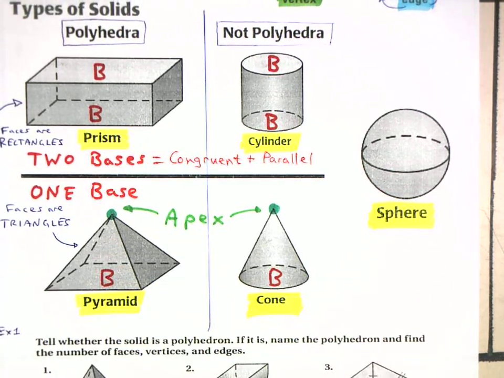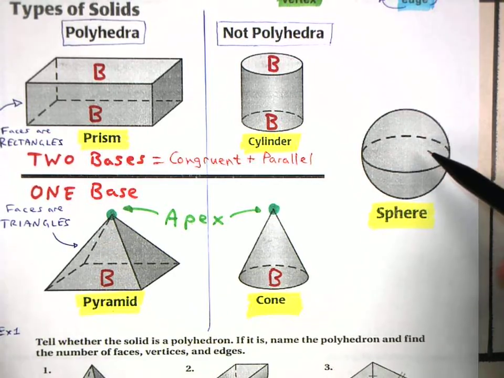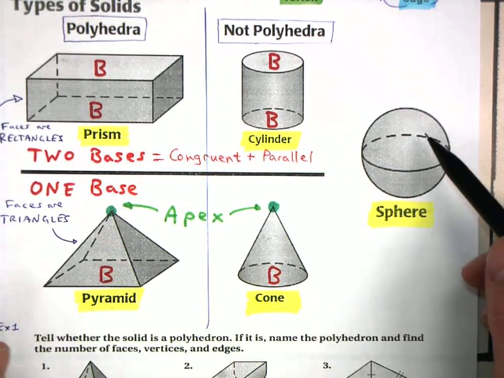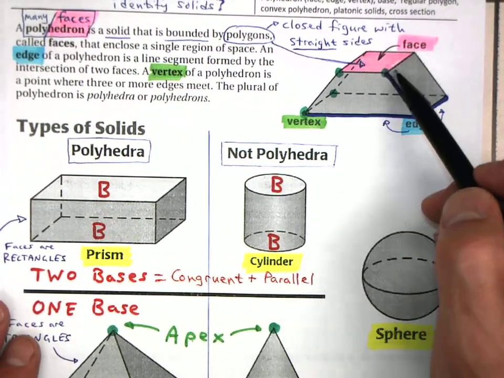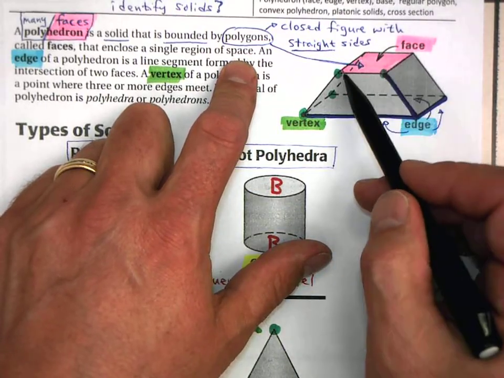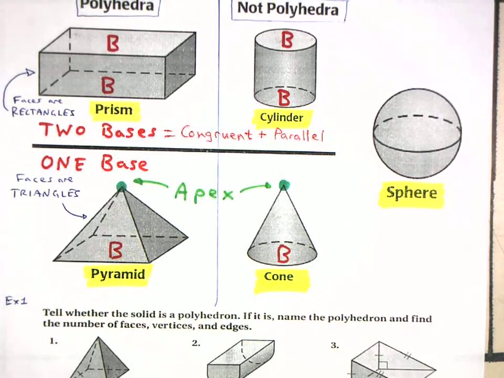And then a sphere has no sides to it. I guess you could call it one side, but we definitely do not call it a face. A face has to be a polygon, a closed figure with straight sides. And so a sphere just doesn't fit into that at all.